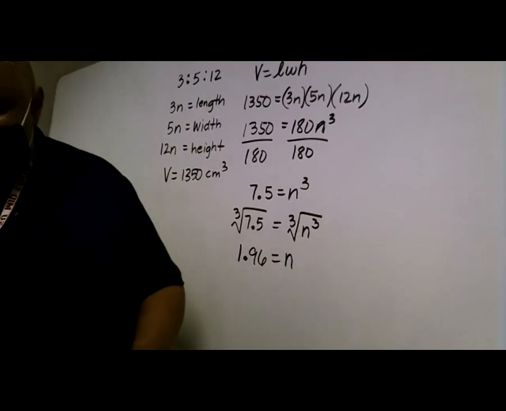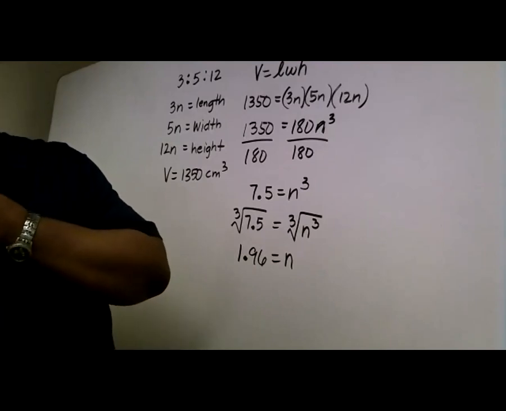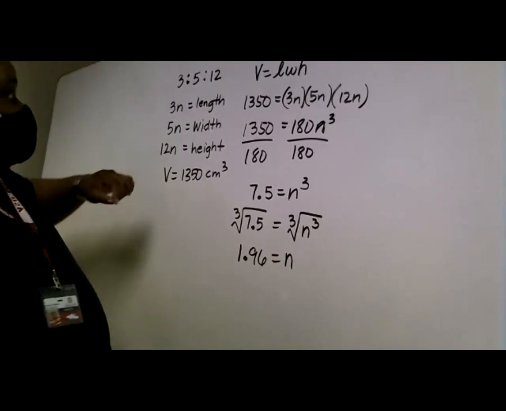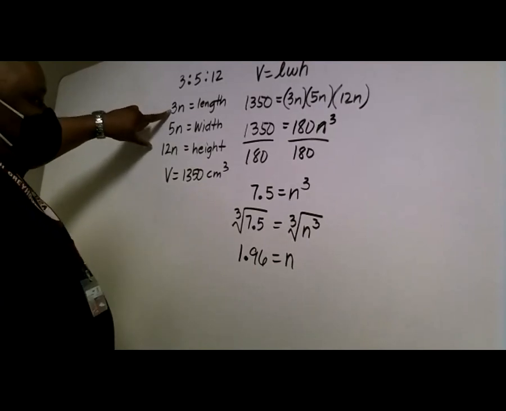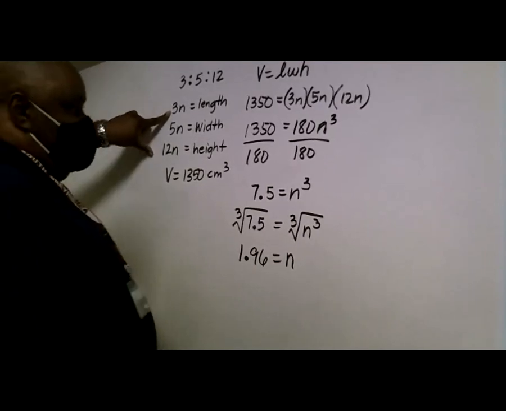But the question that they ask for is, what is the length of the shortest side? Well, the shortest side has to be 3 times n. That has to be the shortest.